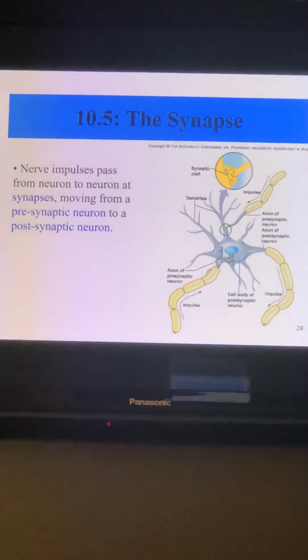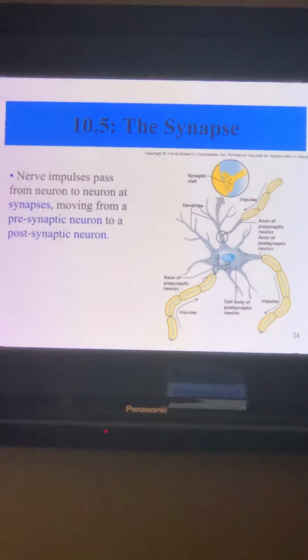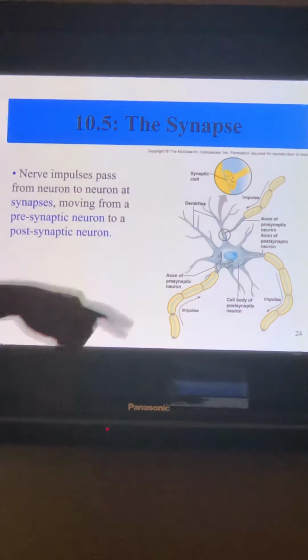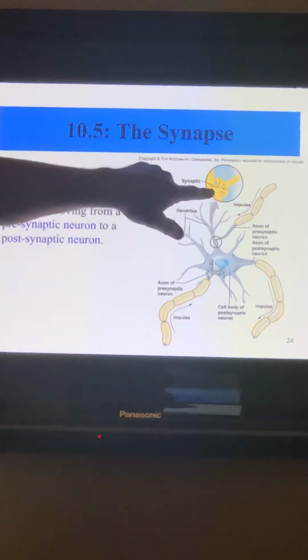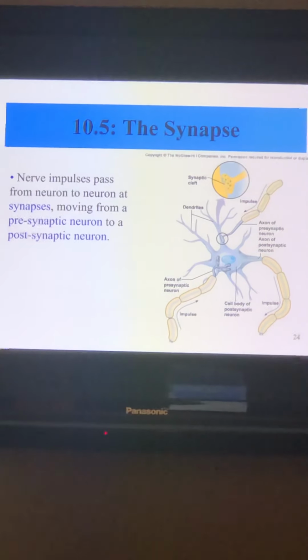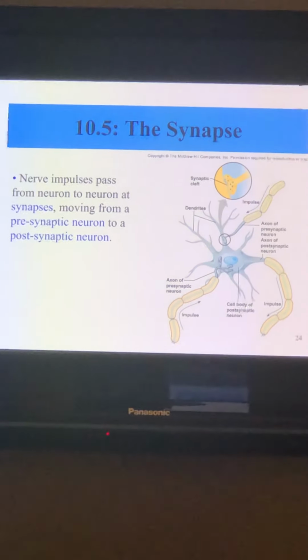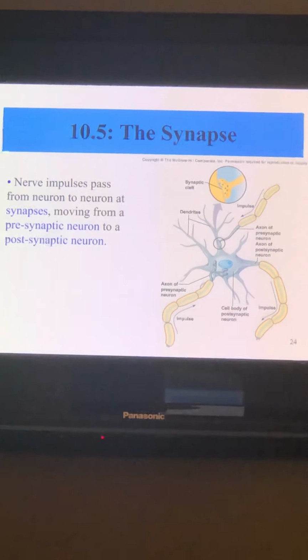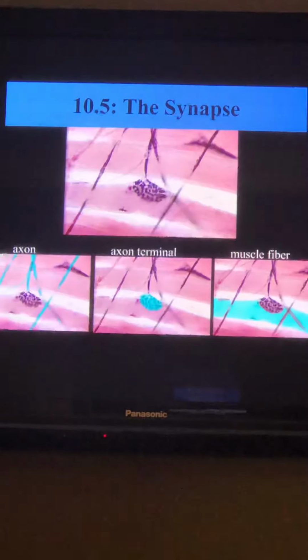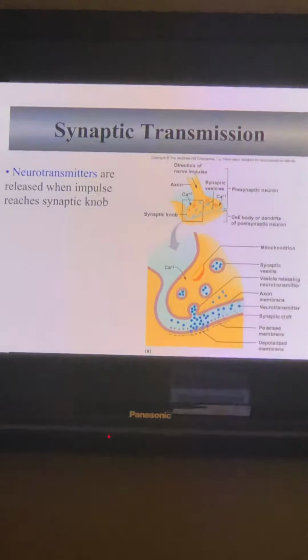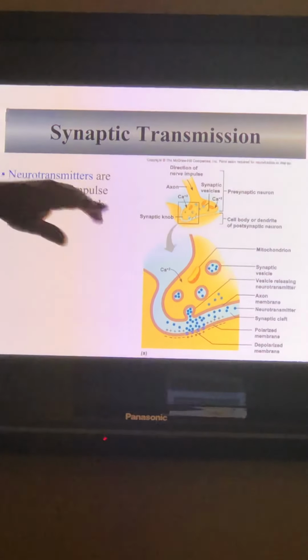We also have synapses between neurons. Neurons can synapse with neurons or join together, and we're showing that here, but they don't ever actually touch. There's a space there. So we still have that chemical that has to be released, that neurotransmitter, to bridge that gap. And again, neurotransmitters is what was released.